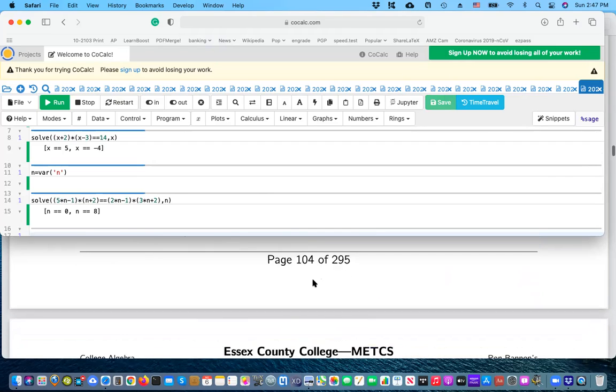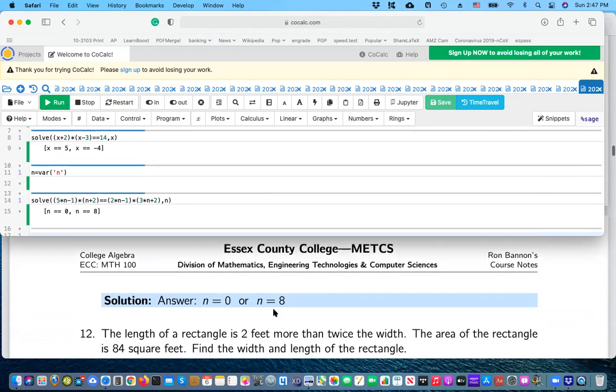We did that one together a few minutes ago. And what do we find? N equals 0, n equals 8. Yes, the machine's quick at it. We're not expecting you to use the machine to do your homework. We're expecting you to start to get an introduction to coding, though.